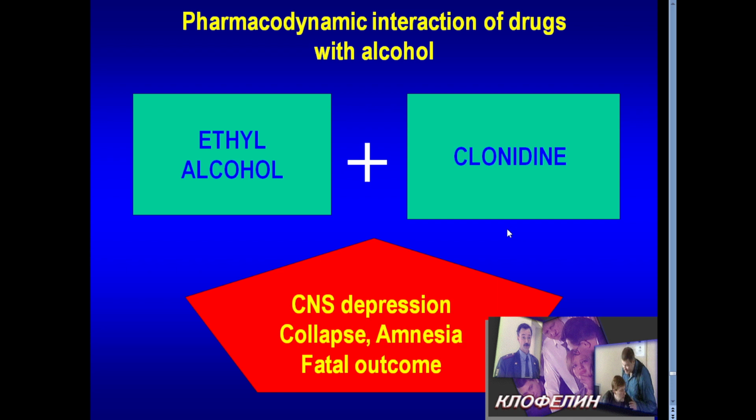One more pharmacodynamic interaction. In interaction of ethyl alcohol with clonidine, which belongs to central neurotropic antihypertensives, a very specific interaction occurs, causing CNS depression, collapse, amnesia, and fatal outcome. Of course, this combination is prohibited and very, very dangerous. For the fourth time, in any patients, alcoholic drinks are prohibited.